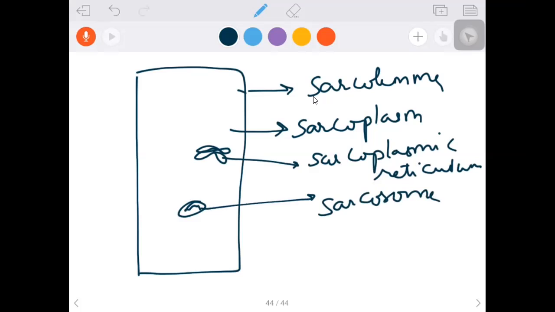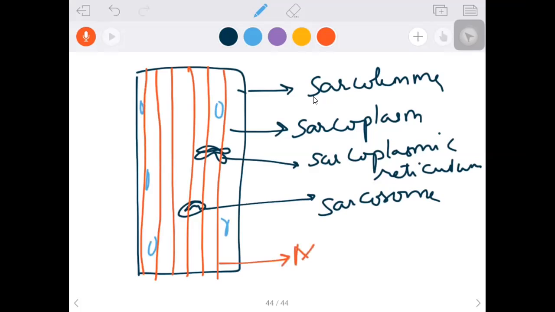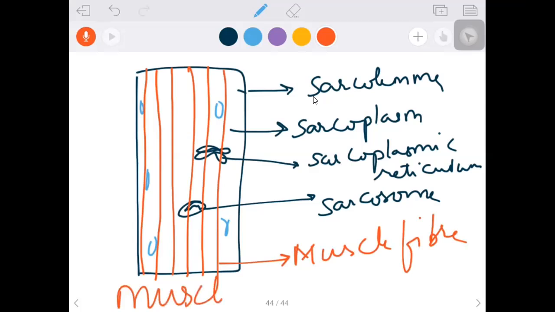Then, as we said earlier, this is a multinucleate condition. Nuclei are arranged at the periphery. This muscle fiber has many myofibrils along its length. These are the muscle fibers here. Sorry, this itself is a muscle fiber. We have a small spelling mistake here.